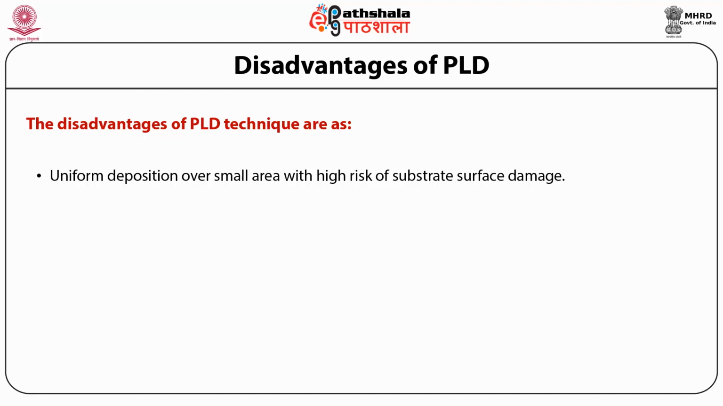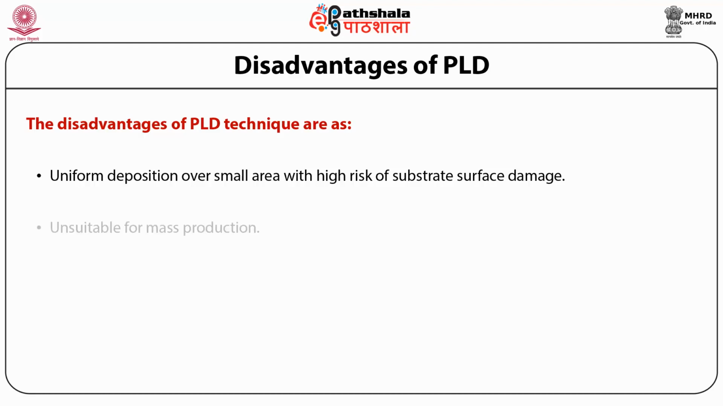That is because of the fluence of the laser, it might be possible that the target can be cracked, or it might be possible that because of the plume, the substrate can get damaged. So, a uniform and high quality thin film is obtained over a very small area.